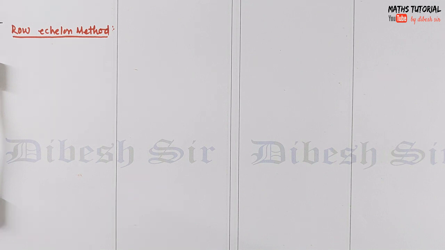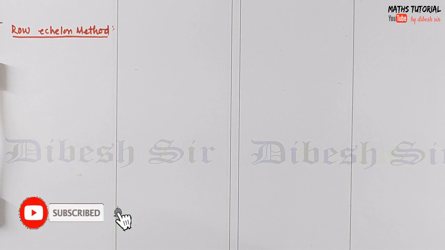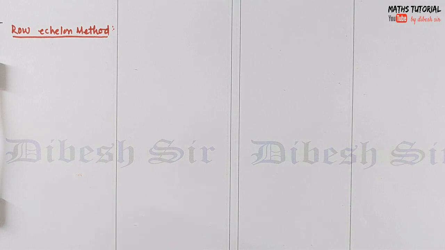In this video I'm going to show you how to find the inverse of a matrix using the row echelon method, or the elementary method, or row reduced form. Today we almost completed the theory part of the matrices chapter.